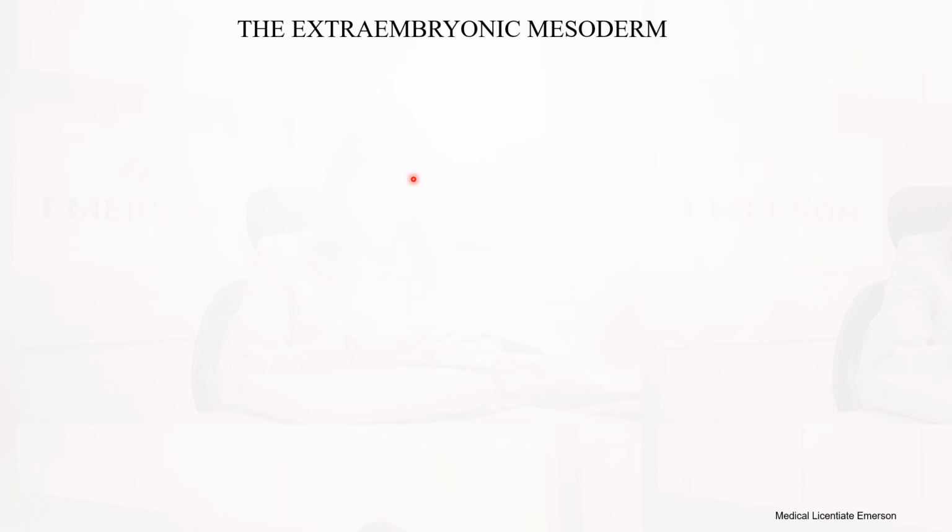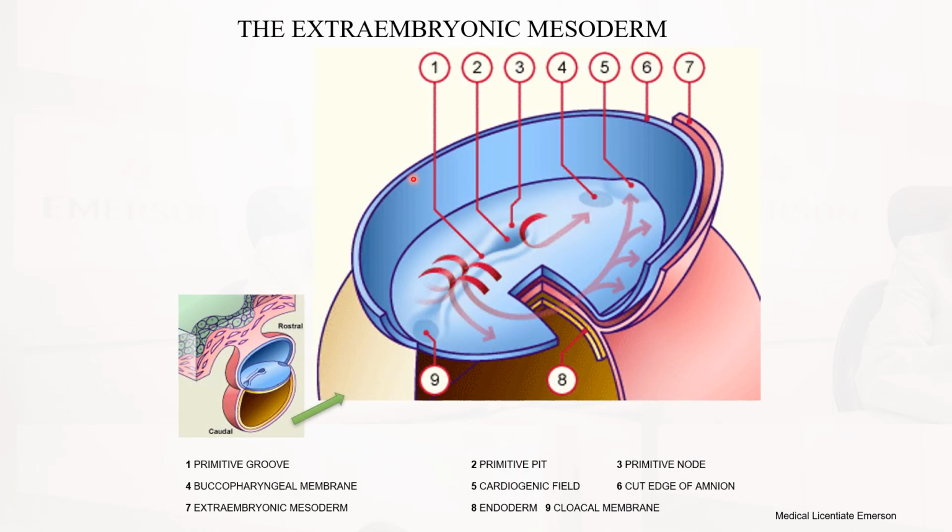So let's go to the extraembryonic mesoderm. This is the extraembryonic mesoderm. Number one is the primitive groove. The second part is the primitive pit. The third part is the primitive node. Then the fourth part, which is here, is the buccopharyngeal membrane. Then the fifth part is the cardiogenic field. This is the cardiogenic field.